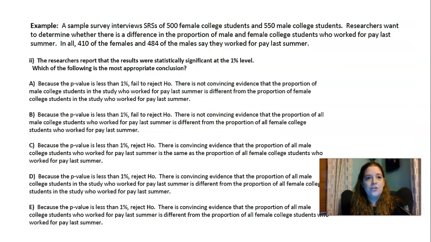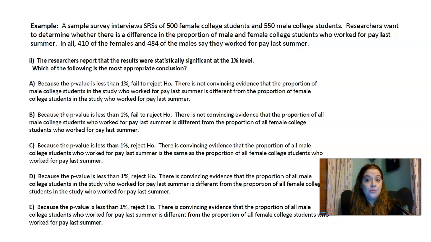Now, the second question here says that the researchers report that results were statistically significant at the 1% level. Statistically significant at the 1% level. And I'm just going to pause here really quick because before you could do this, they would have to check the assumptions. So in the last example, we talked about, is it random assignment to treatments? In this example, we would look at this and say, do I have two independent random samples? And we do, okay? We have two random samples here, okay?